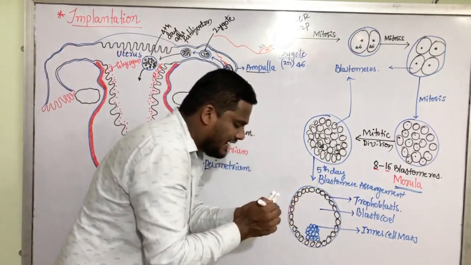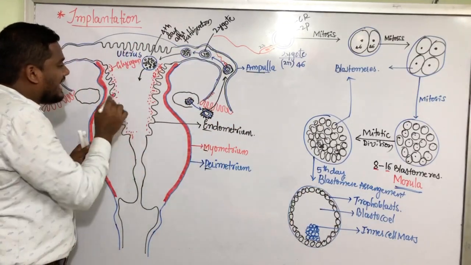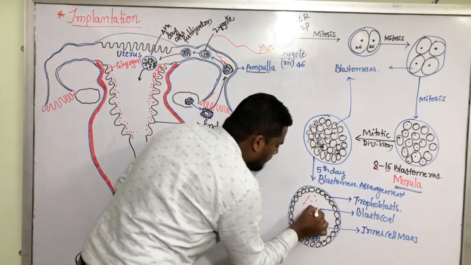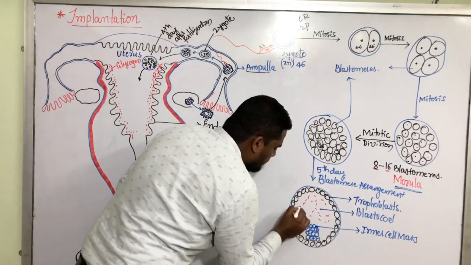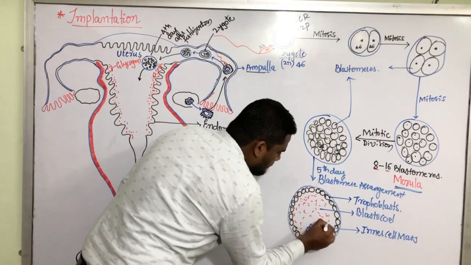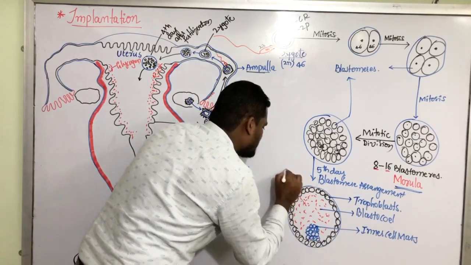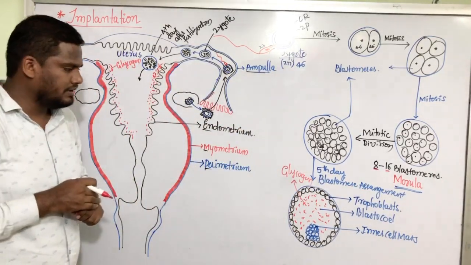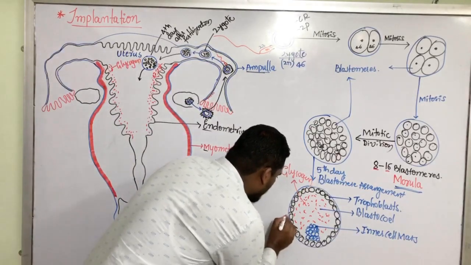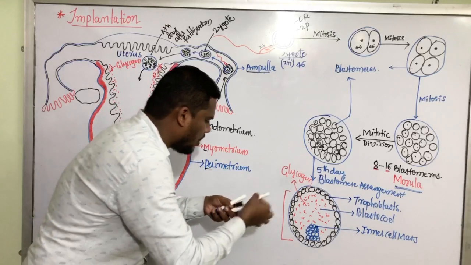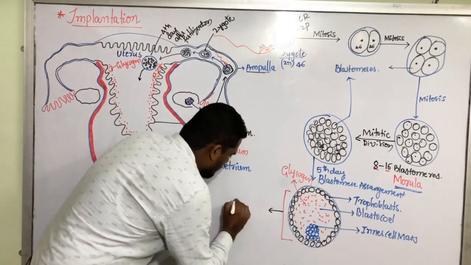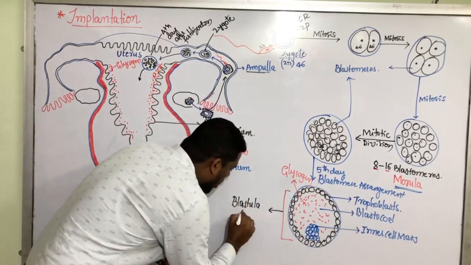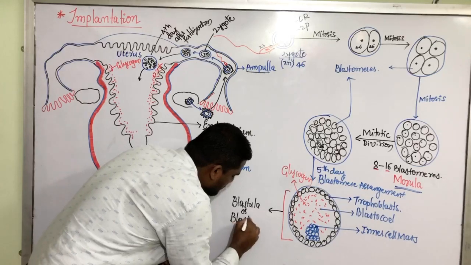Inside this blastocele, the glycogen which is secreted by the endometrial wall is stored. Here there is glycogen. Glycogen is stored. Now, this entire structure is called a blastula, or blastocyst.